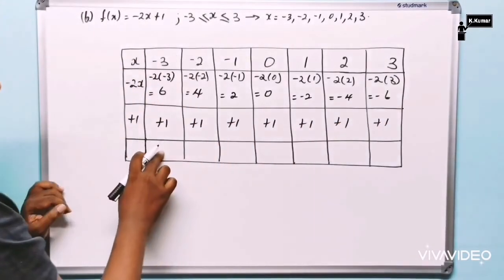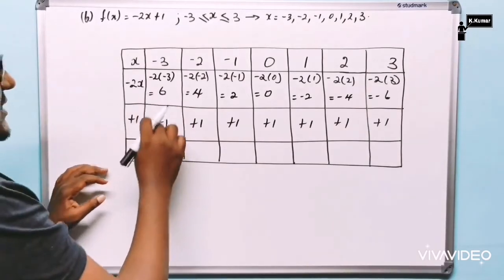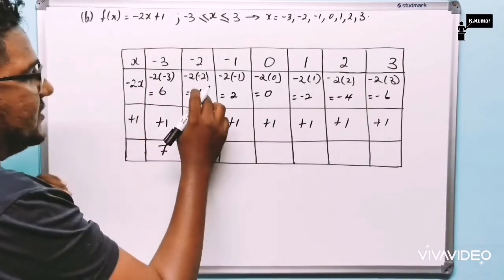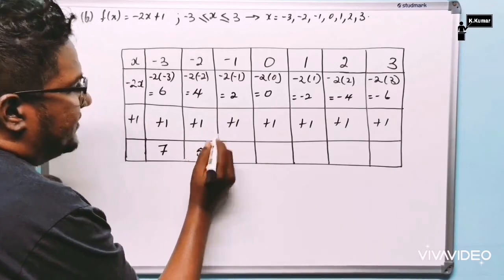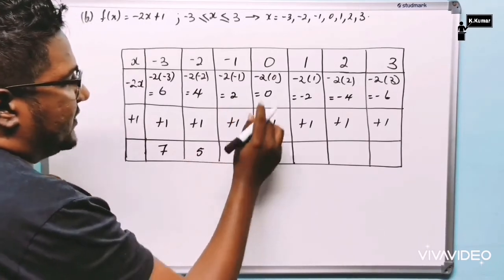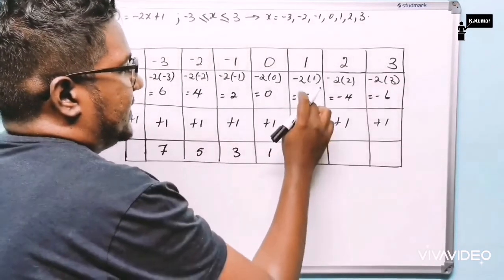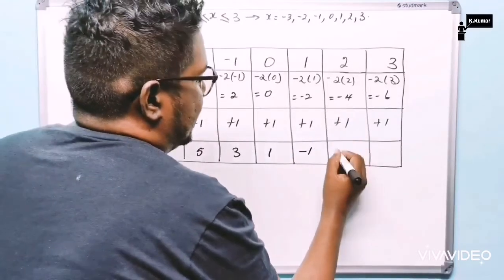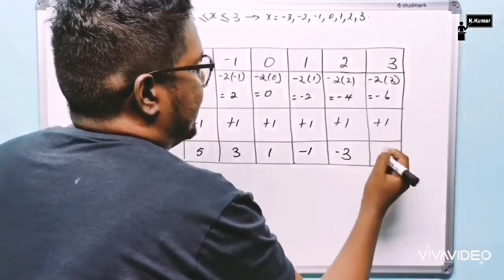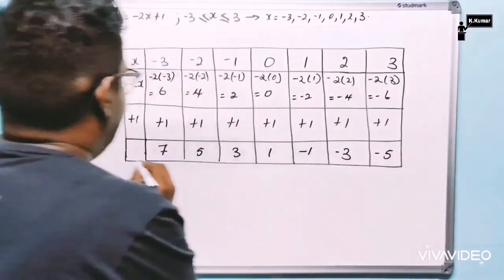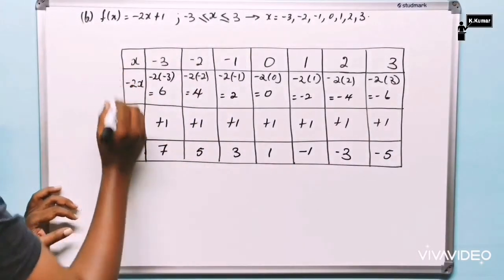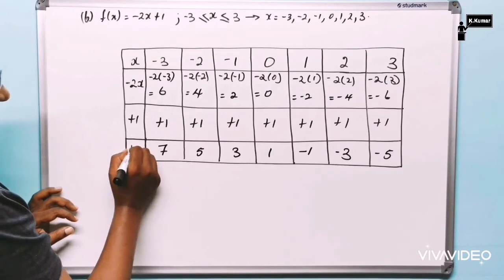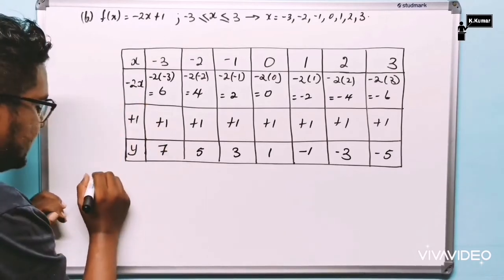So now let's find our answers. So 6 plus 1 is 7. 4 plus 1 is 5, 2 plus 1 is 3, 0 plus 1 is 1, -2 plus 1 is -1, -4 plus 1 is -3, and -6 plus 1 is -5. So these are my x values and these are my y values, right? So let's write our points.